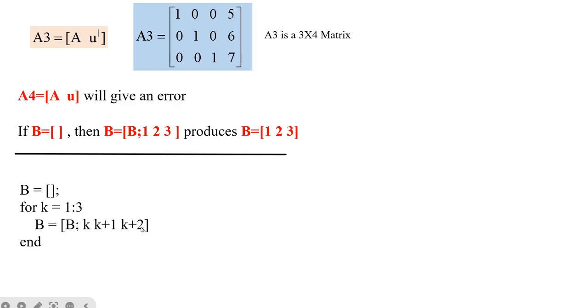Okay, so here the elements must be k, k plus 1, k plus 2. These are incrementing, and then we'll end it. So the output of this will be this matrix. Okay, we are creating a B matrix.